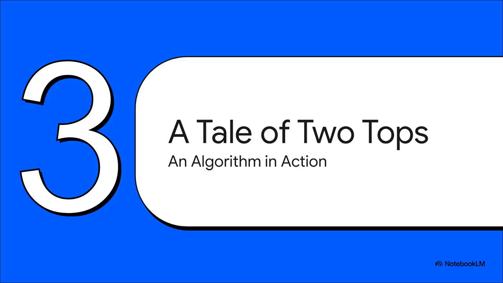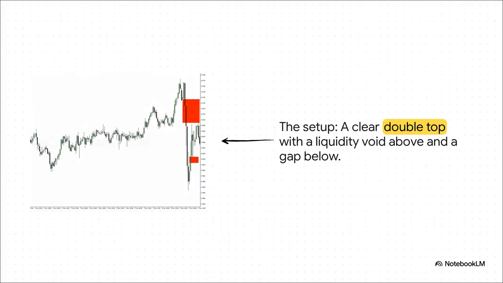All right, theory is great, but let's see how this actually plays out in the real world. We're going to walk through a perfect example from ICT that shows this whole mechanism in action step by step. Okay, so check this out. Here's our setup. We have a very clean, very obvious double top. We know what that means now.